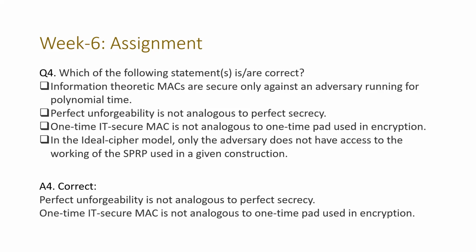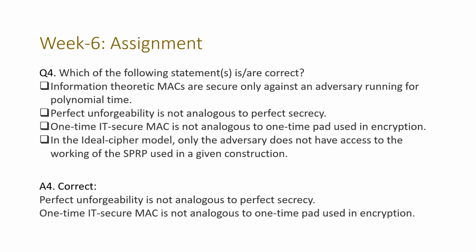Perfect unforgeability is not analogous to perfect secrecy. That is the second statement given, which is true. Why? Because last week we discussed in detail that perfect secrecy means we are allowing the adversary to have unbounded computational power, and in spite of that, in case of perfect secrecy, your distinguishing probability between encryption of M0 and M1 is exactly 0.